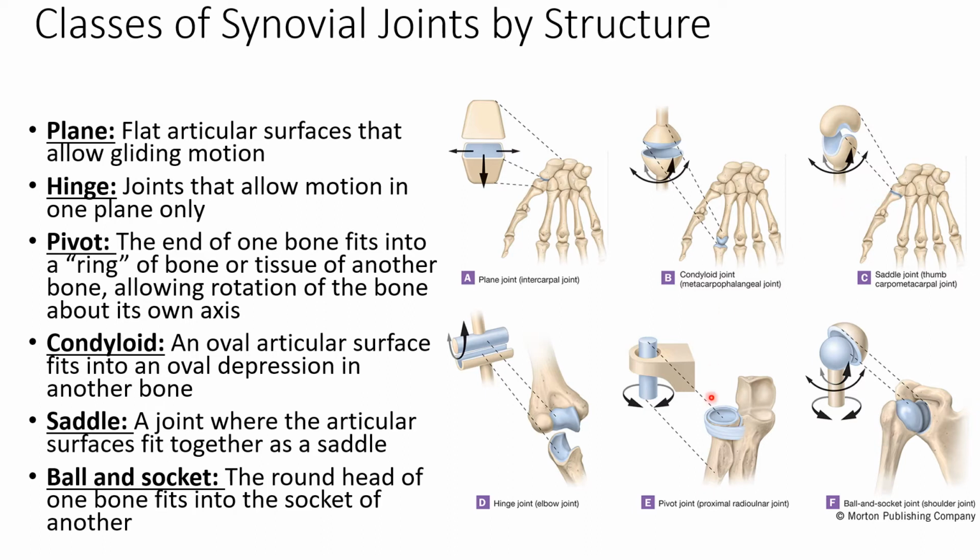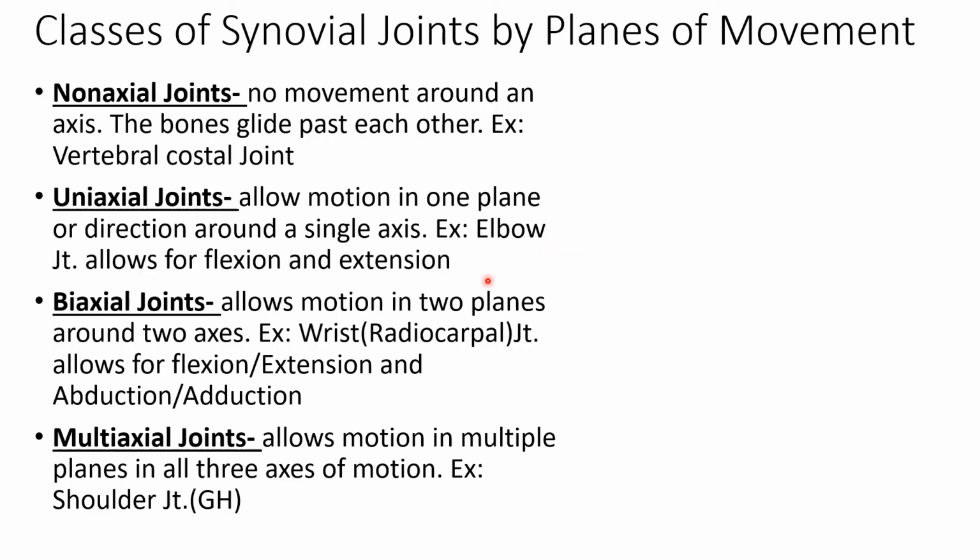Also we have the ball and socket joint. So the round head of the one bone fits into the socket of another. So here the glenohumeral joint, also called the shoulder joint in layman's terms. But yeah, so that's your GH joint, your glenohumeral joint. So very much so looks just like the example. There's a ball going into the socket there, which allows for a lot of motion, which makes sense by looking at the structure. So now let's talk about the classes of synovial joints by planes of movement.